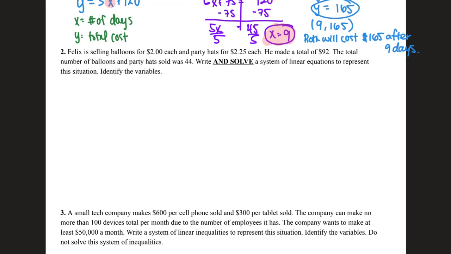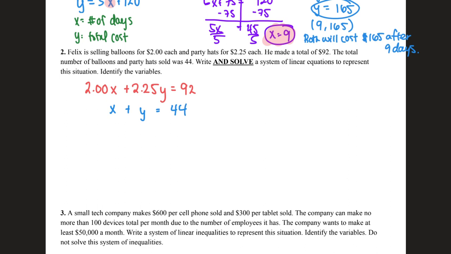All right, so now let's take a look at the second one. It says Felix is selling balloons for $2 each and party hats for $2.25. So since I see two different quantities, I know this is going to be written in standard form. So it's going to be $2 x, where x represents balloons, and $2.25 is going to represent party hats, so that's going to be y. And it says he made a total of $92. And then it says the total number of balloons and party hats sold was 44. So that's going to be a second equation representing just the total amount shown. So that's going to be x plus y is equal to 44.